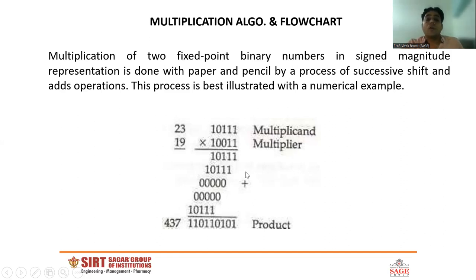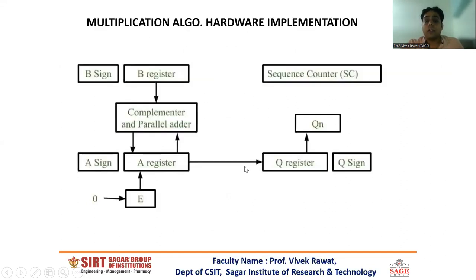But the ALU works for this type of calculation, so the ALU needs the hardware implementation for the whole calculation. So here are the B register, Q register, and A register, and the sign of B is BS, the A register sign is AS, and the Q register sign is QS. So now, what is E? E is called the extended flip-flop here.